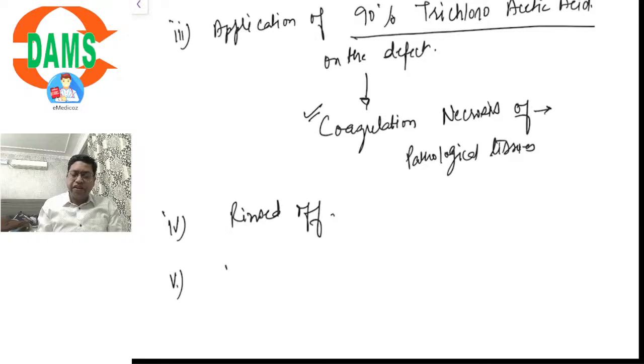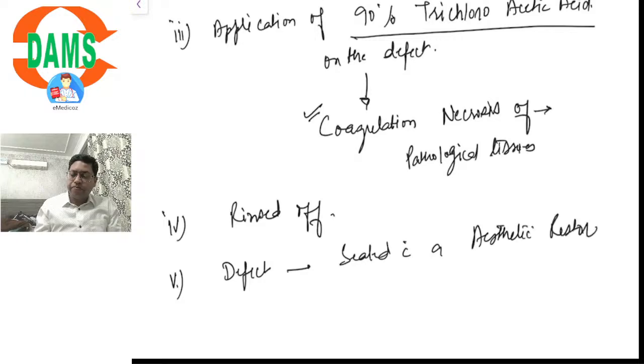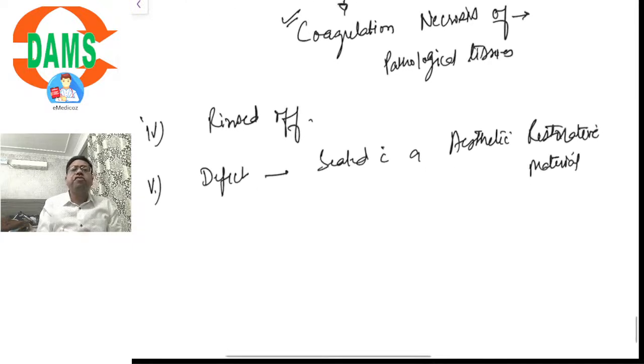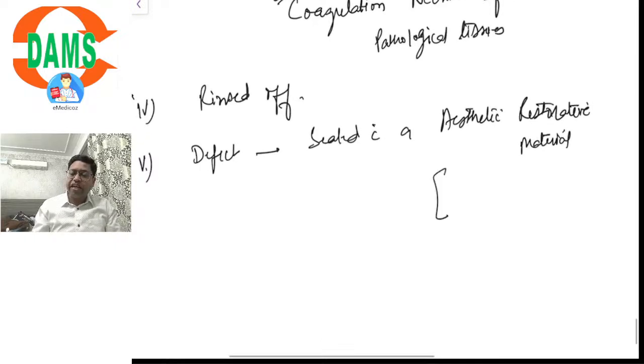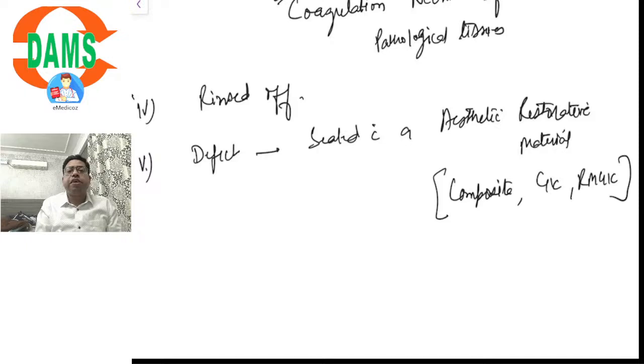And finally, because there is a cervical defect in the tooth, it is sealed with an aesthetic restorative material. We would seal the defect with aesthetic restorative material that can be either composite or GIC or RMGIC, depending upon the clinical need and the situation. This is how we manage the cases of external cervical resorption.